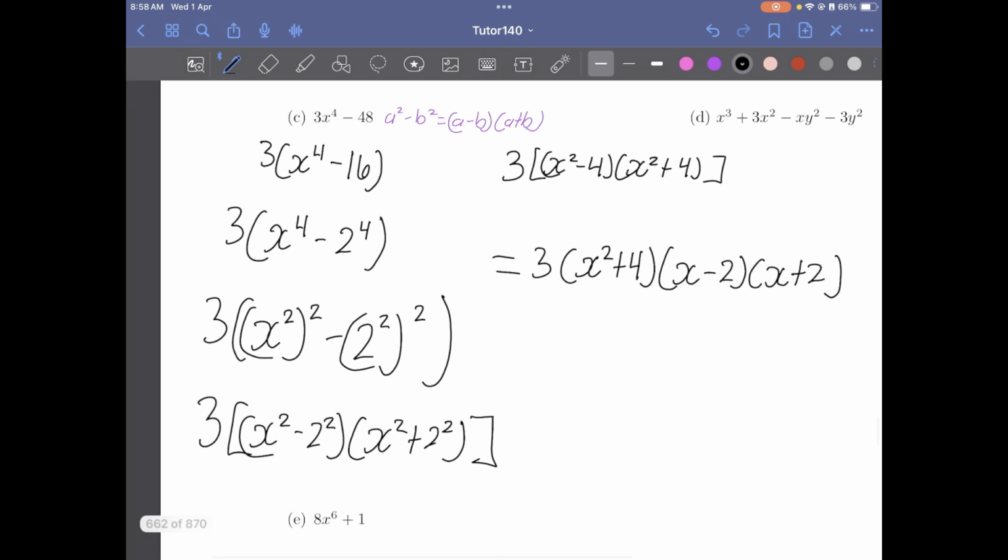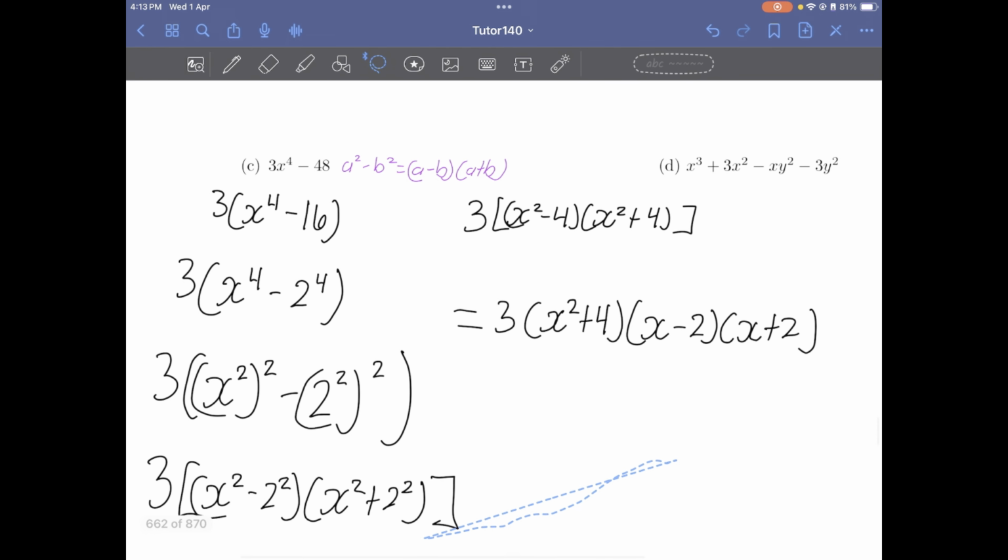Okay. So let me make this smaller because this is very big.